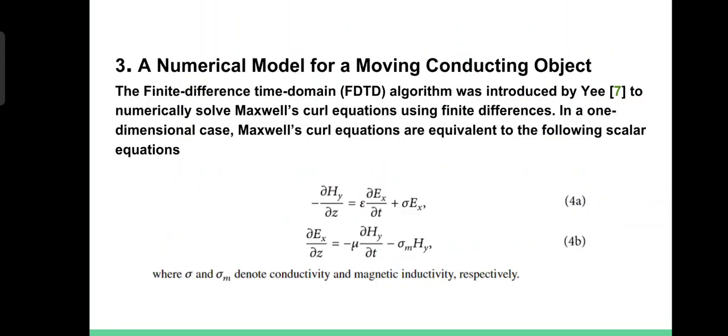Third, a numerical method model for a moving conducting object. The finite difference time domain (FDTD) algorithm was introduced by Yee to numerically solve Maxwell's two curl equations using finite differences. In a one-dimensional case, Maxwell's two equations are equivalent to the following scalar equations. Partial Hy by partial z equals epsilon partial Ex by partial t plus sigma Ex. Partial Ex by partial z equals minus mu partial Hy by partial t minus sigma_m Hy, where sigma and sigma_m denote electric conductivity and magnetic conductivity respectively.